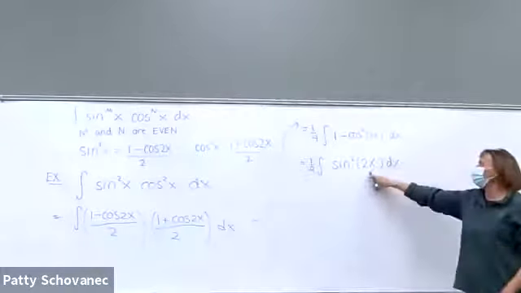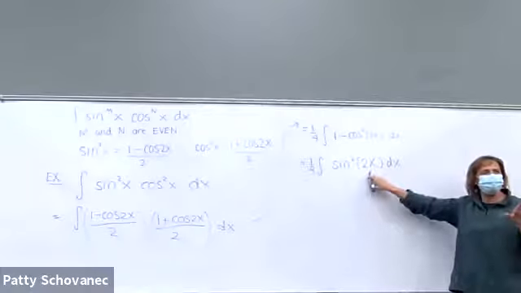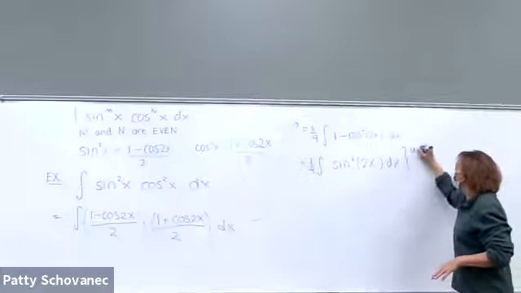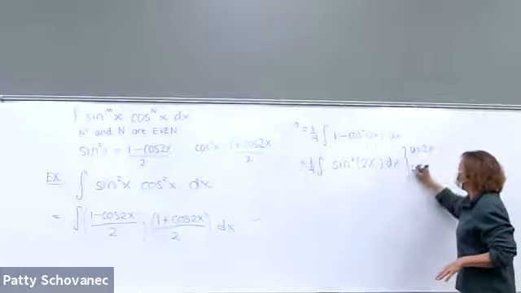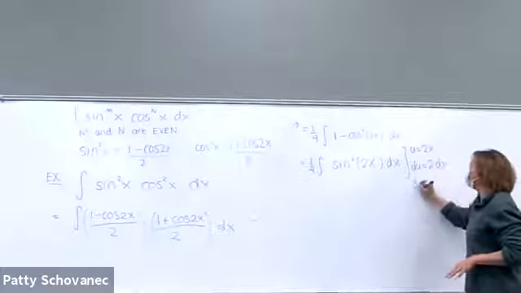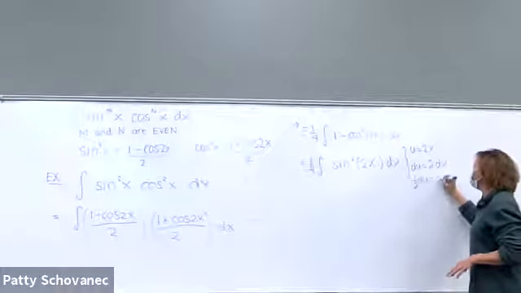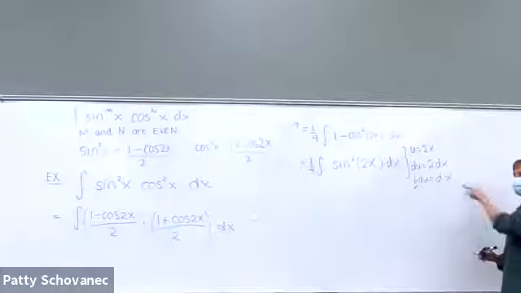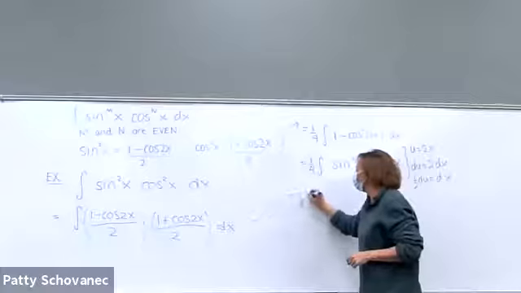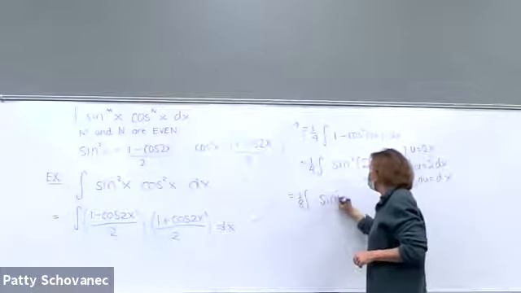But be careful, I've got a multiple angle, so I'm going to do a u-du substitution. I'll take u to be 2x. du is 2 times dx, so 1/2 du is dx. Take that 1/2, multiply with the 1/4 and get 1/8. And then we're left to integrate sine squared of u.